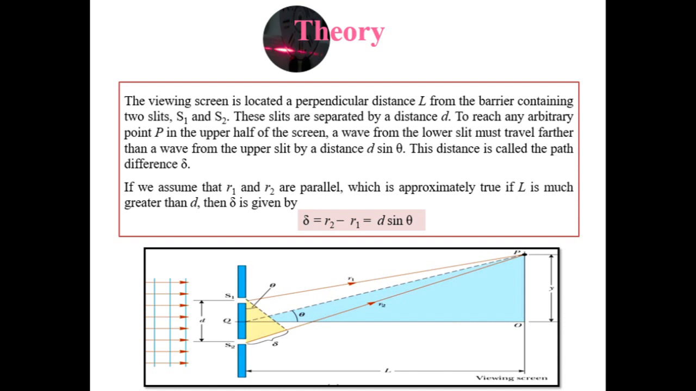The viewing screen is located a perpendicular distance L from the barrier containing two slits S1 and S2. These slits are separated by a distance d. To reach any arbitrary point P in the upper half of the screen, a wave from the lower slit must travel farther than a wave from the upper slit by a distance d sine theta. This distance is called the path difference delta. If we assume that R1 and R2 are parallel, which is approximately true if L is much greater than d, then delta is given by delta equals R2 minus R1 equals d sine theta.